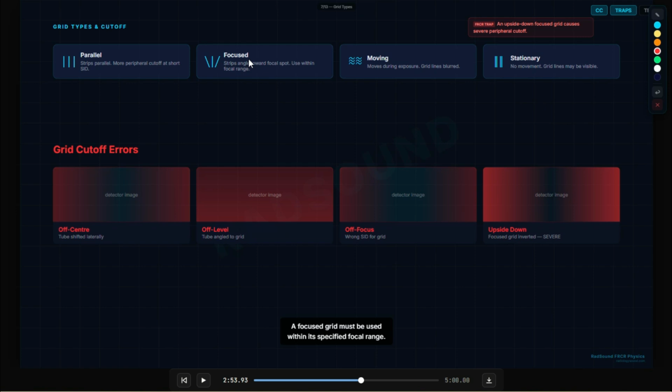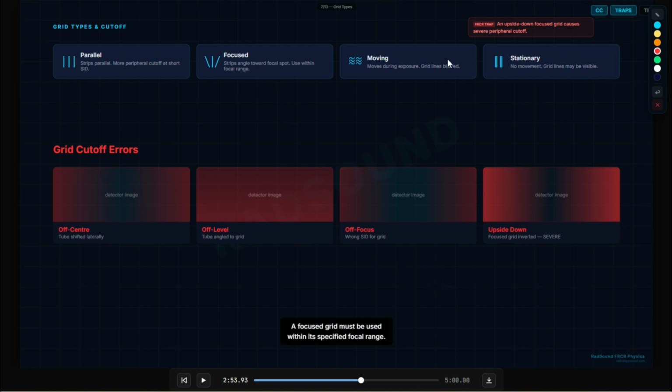The focused grid has angled strips toward the focal spot and must be used within a specified focal range, because if it goes beyond that limit, that will lead to problems. So what about the moving grids? The main issue with the moving grid is that it moves during the exposure, and grid lines might cause some blurring, as we mentioned last time. So it's one of the disadvantages of the moving grid.